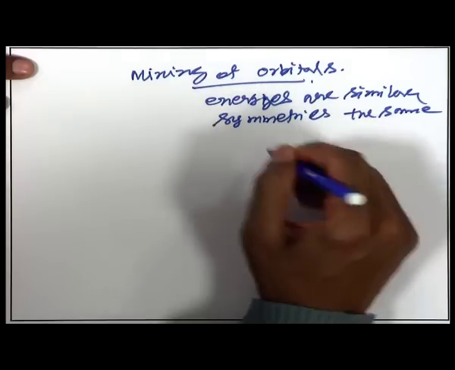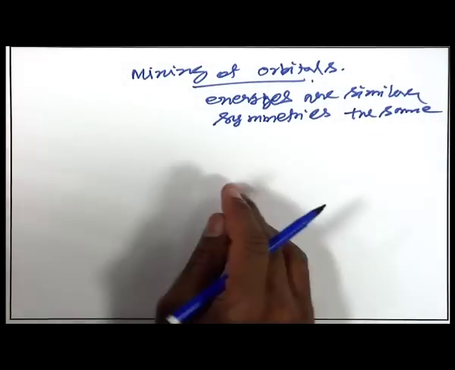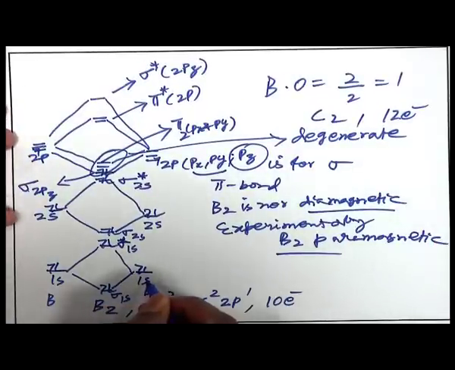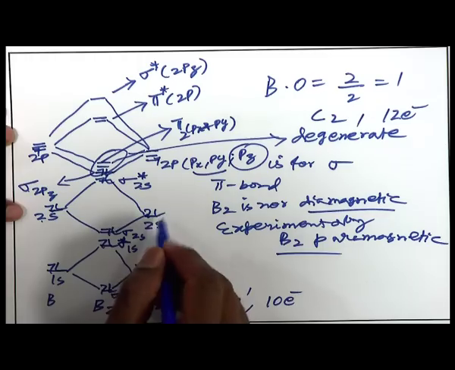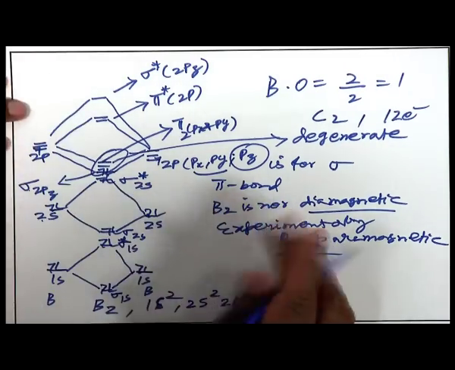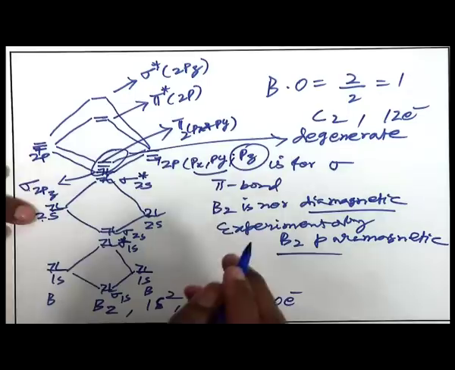Okay. As long as these two conditions are met, mixing can take place. What we have drawn here is the mixing of the 1s orbital with the 1s orbital of another atom, and the 2s orbital of one atom with the 2s orbital. Because these two energy levels are similar or equal, mixing takes place between the 2s orbital and 2s orbital.